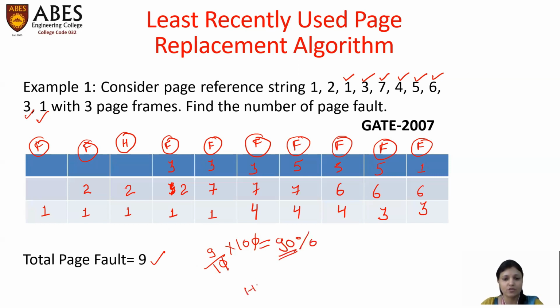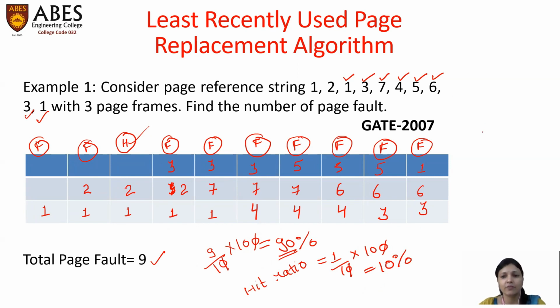And the hit ratio will be, the total number of hits in this question, there is only 1 hit. So 9 faults and 1 hit. So the total hit ratio is 10%. So this is the least recently used page replacement algorithm.